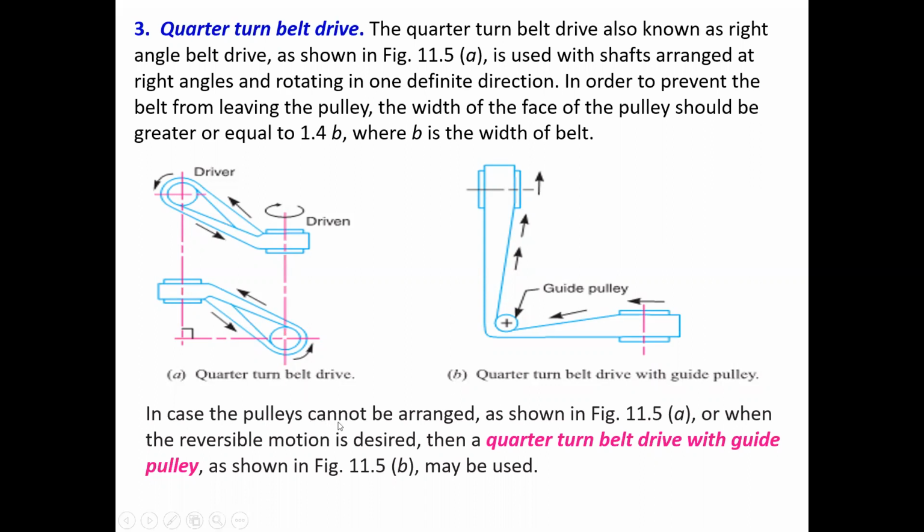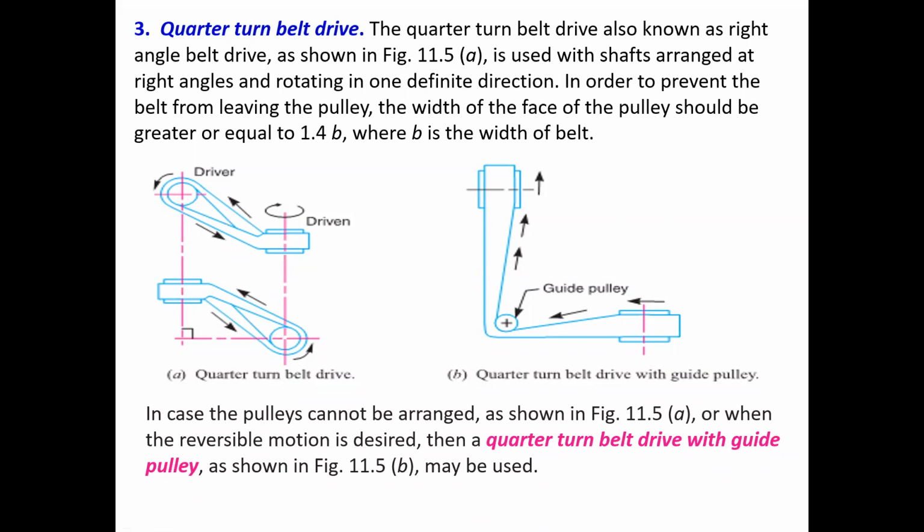In this, the pulleys cannot be arranged as shown when reversible motion is desired. When reversible motion is desired, then the quarter turn belt drive with a guide pulley is used, as shown in the figure. So when reversible motion is desired, they may also arrange some guide pulleys. They may also translate the particular motion.